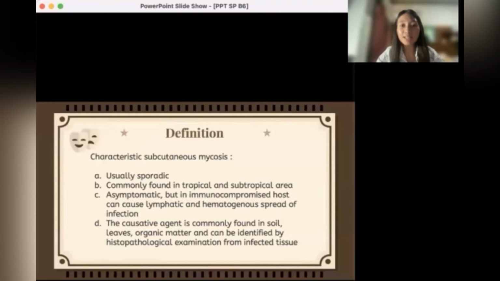Subcutaneous mycosis is usually asymptomatic, but in some rare cases, there is lymphatic and hematogenous spread of infection in immunocompromised hosts. The causative agent is commonly found in soil, leaves, and organic matter, and is followed by traumatic injury to the skin. And most of the fungi that cause subcutaneous mycosis can be cultured from infected tissue and identified by histopathological examination.